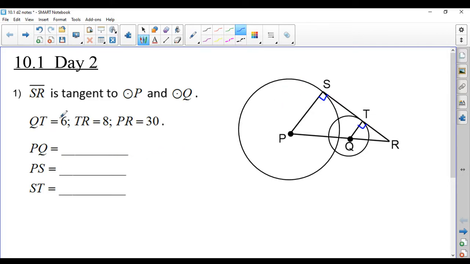Over here we have some information about some of the lengths. The length of QT is 6. And if we notice, QT is a radius of circle Q, so we also know Q to any other point on the circle is 6. We're told TR is 8 and PR is 30. So PR, this whole length here, is 30.